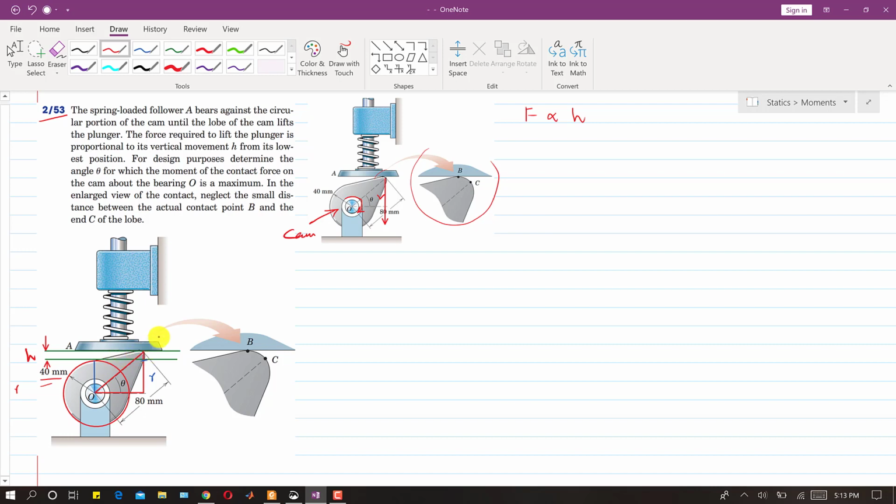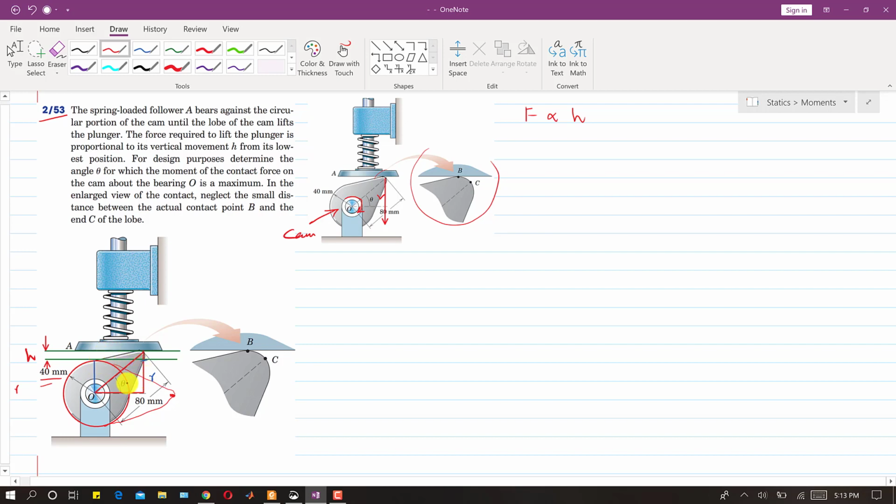then this C point, this contact point, will be here somewhere, right? So this will be like this. This C point will be here. This means that this follower will be touching this circular portion, right? So the lowest position of this plunger will be touching this circle, and the surface of this plunger will be tangent to this circle, right?